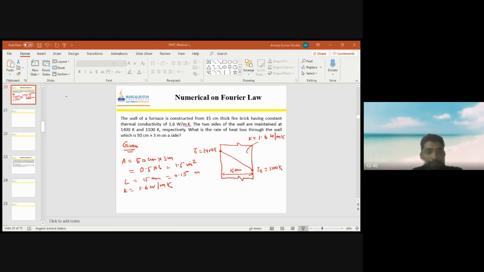So what are the assumptions we have taken for this problem? For finding out the heat loss through the wall, first we have taken steady state. Second assumption we have taken is one dimensional heat conduction.